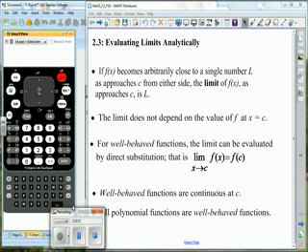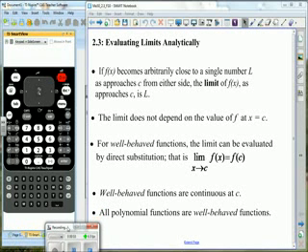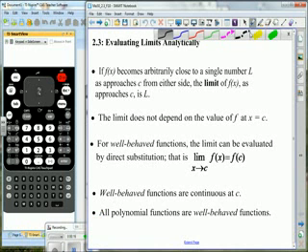Okay, in section 2.2, we were looking at limits and talking about them in a numerical and graphical way. We're going to now get into the analytical view of it. Again, just to remind you that we are looking at f of x. When we say f of x, remember, we're talking about the output values of a function.